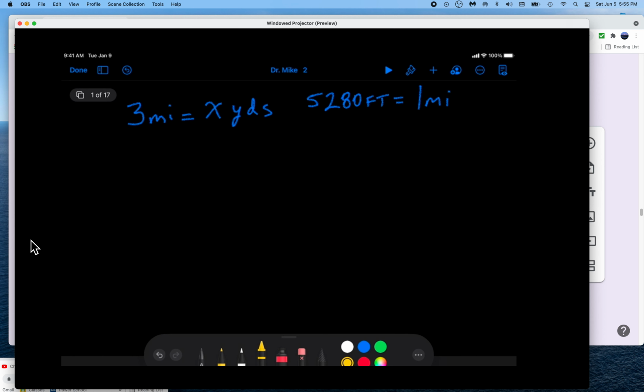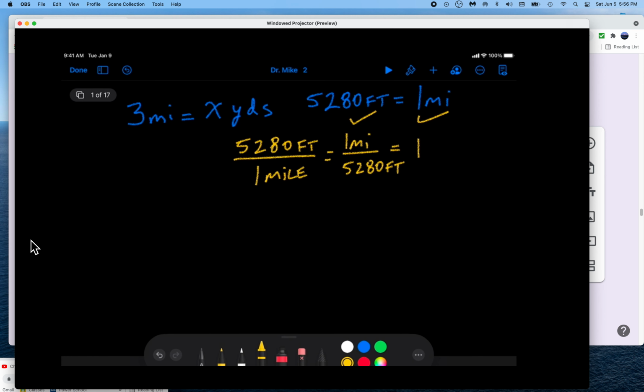These are equal. Therefore, if I put 5280 feet over 1 mile, or 1 mile over 5280 feet, they are both equal to 1. Next, we know that 3 feet over 1 yard, or 1 yard over 3 feet, equals 1. Okay, so these are the weapons we're going to use.